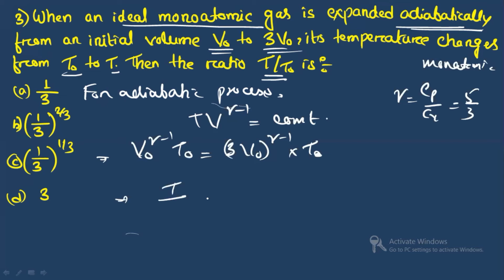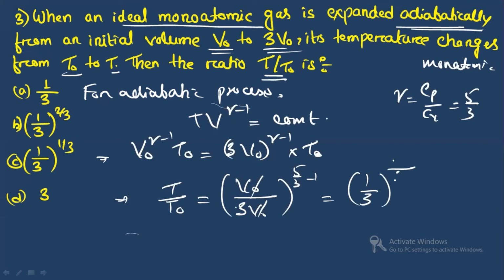So I am writing T by T0 equals V0 by 3V0, whole to the power gamma minus 1, which means 5 by 3 minus 1. V0 and V0 will get cancelled. It will give you 1 by 3 whole to the power, if you take the LCM 3, 5 minus 3 is 2, so it is 1 by 3 whole to the power 2 by 3. Clear? Just use the adiabatic process condition, apply it, put the value of gamma, and you will get the ratio. Clear?